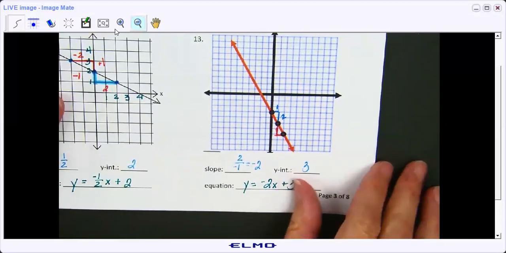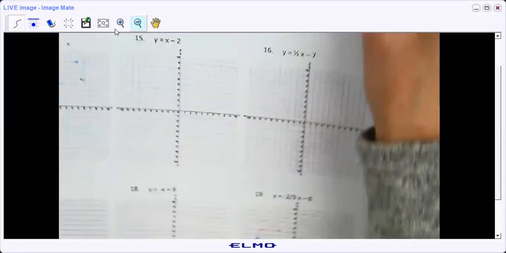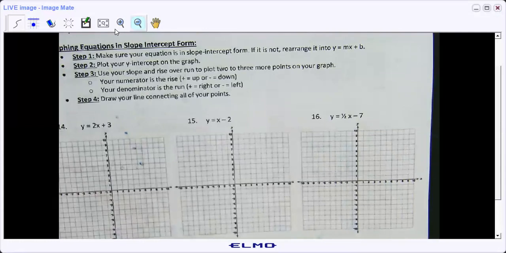Let's look at page 4. Page 4 is graphing an equation. Okay, so I am going to do 3 with you, and then you are going to do 3 on your own. So I'm going to do 14, 17, and 18 with you.